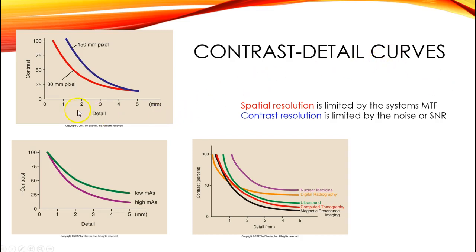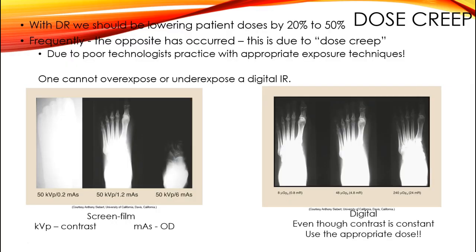For instance, this curve right here on the top is two different systems, one with a better resolution, this 150 millimeter pixel one, versus the 80 millimeter. This curve right here shows what can happen at the same system when you use high mAs versus low mAs. And this slide here just shows different imaging systems and how their curves differ. Remember, spatial resolution is limited by the system's MTF number. Contrast resolution is limited by noise or SNR.